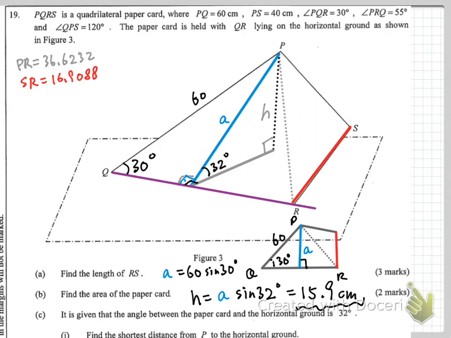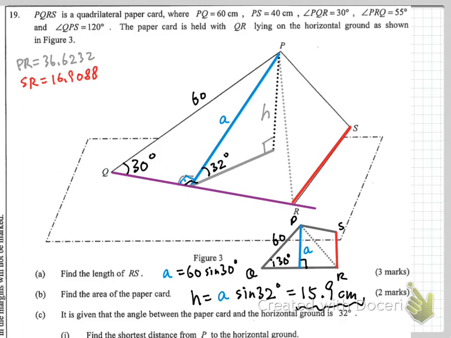So first we look at the common line, and then from the common line we draw the blue line that is perpendicular to the purple. Then we draw the gray line on the ground that is also perpendicular to the purple. We know that the angle between the blue and the gray is 32 degrees, so we can use a simple sine ratio to get H. But we also have to get the blue line. The blue line we can find on the paper card, on the PQRS, on the card itself. We can get that.